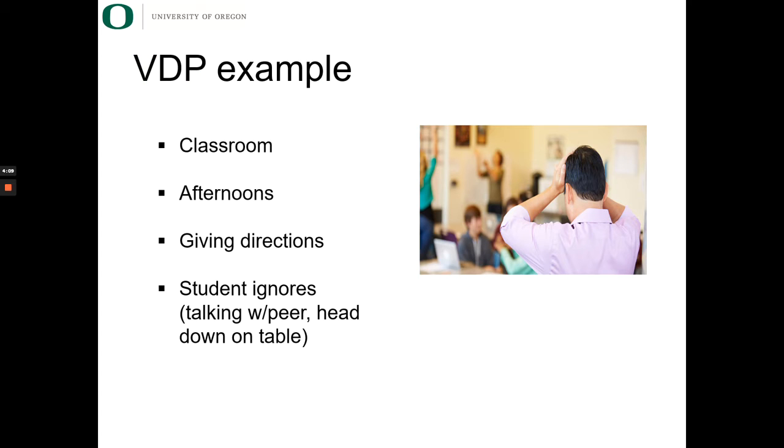For me, a vulnerable decision point was more likely to occur in a classroom in the afternoon, especially if I hadn't had enough to eat that day or I was tired. And specifically when I was giving directions and I observed students ignoring me, talking with a peer, maybe their head down or joking around, that for me was a VDP, or a time where I was more likely to respond harshly toward that student or a group of students.